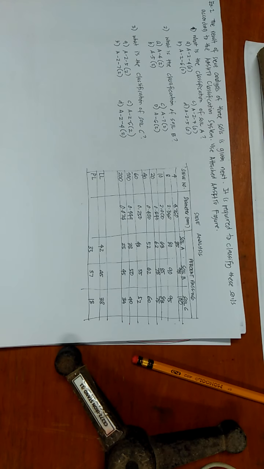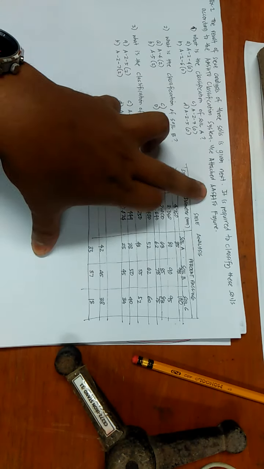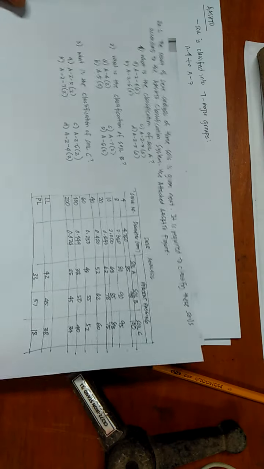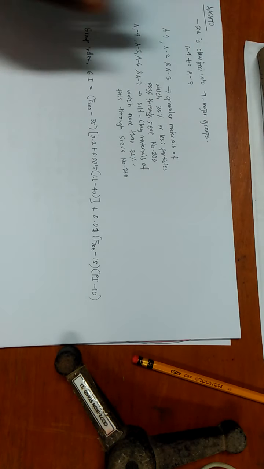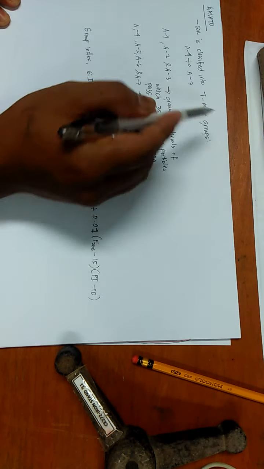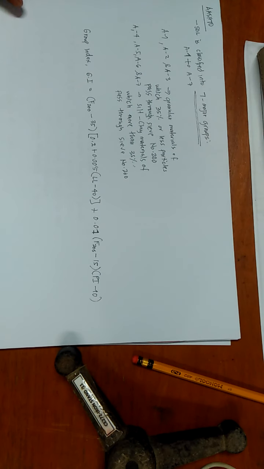Okay, before we proceed to our second example, allow me to introduce to you the importance, the conditions and requirements for your AASHTO system, simply because this example number 2 is going to classify the soil using the AASHTO, or the American Association of State Highway and Transportation Officials. So, let's begin. AASHTO, sabi niya dito, soil is classified into 7 major groups from A-1 to A-7.